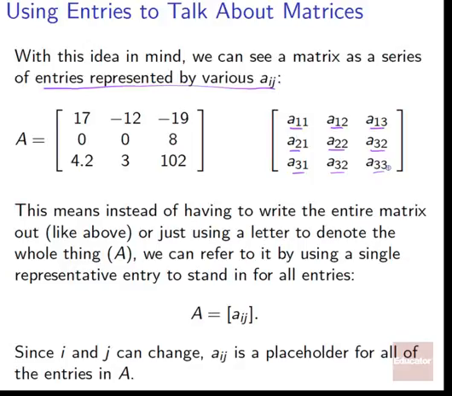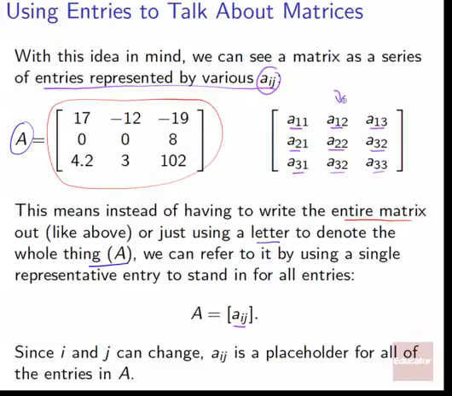With this idea in mind, instead of having to write the entire matrix, we don't have to do the entire matrix. We also don't have to just use a single letter to denote the whole thing, like just A. We can instead refer to it by using a single representative entry to stand in for all entries, a sub ij. So it's like saying, here is some a sub ij that is talking about all of the different entries at once. So we can see what happens to this one entry that's representing all of them at once. Notice, since i and j can change, a sub ij is a placeholder for all of the entries in A. It's not just one thing, it's all of them at once. In a way, it's representing all of them by letting us see how something happens to one of the entries in there. So ij, ith row, jth column. So we have another way to talk about a matrix.